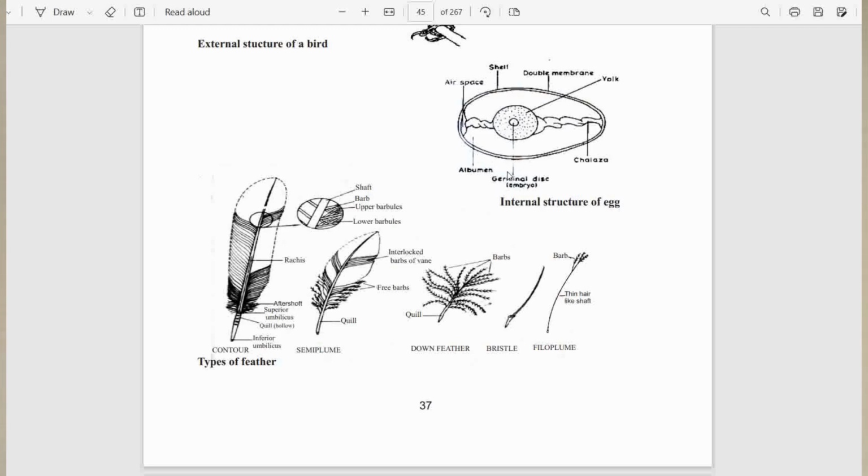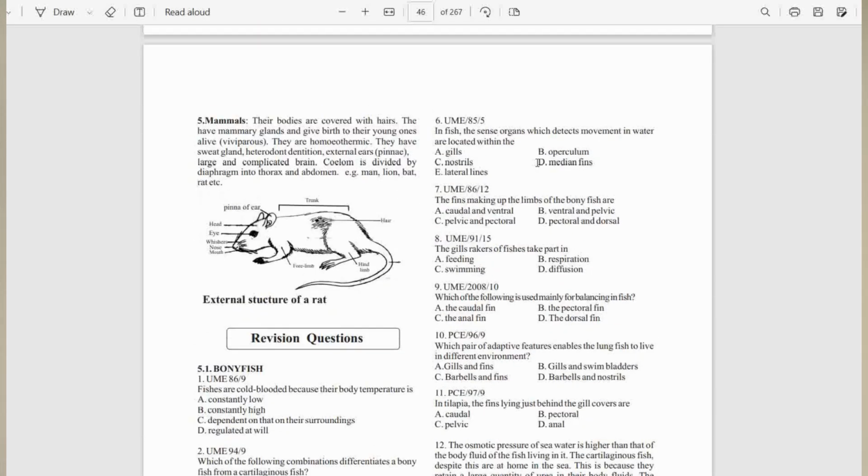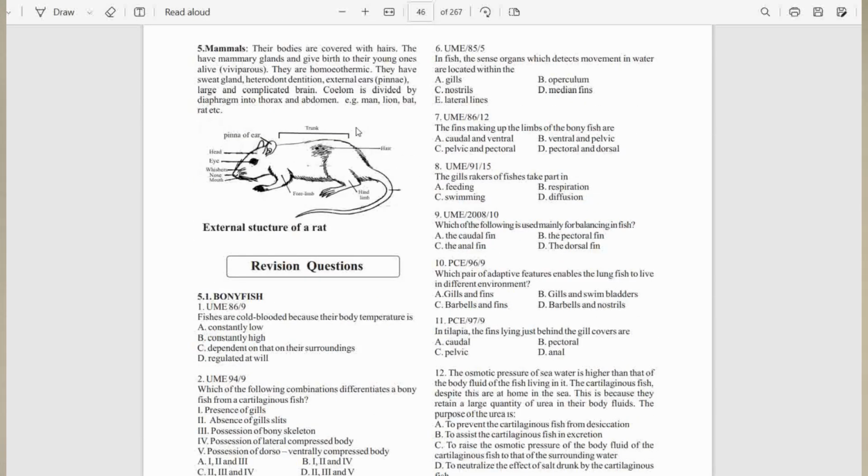Now, the structure and labeling of the egg, of course, that is usually a very common question in the JAMB exam. So if you draw the egg, you should be able to tell where the albumen is, the germinal disc, which is located at the center, the egg space, and the shell. You should also be able to tell where the yolk is found and what is holding the yolk in position, the chalaza. That's the internal structure of the egg. And finally, for representative mammals, you should be able to draw and label the structure of the rat.